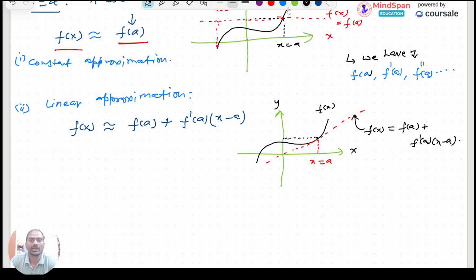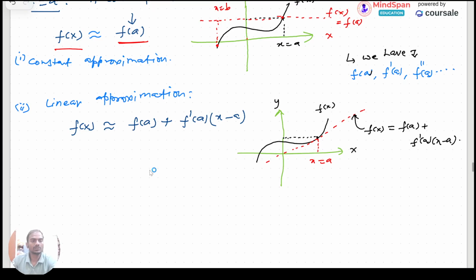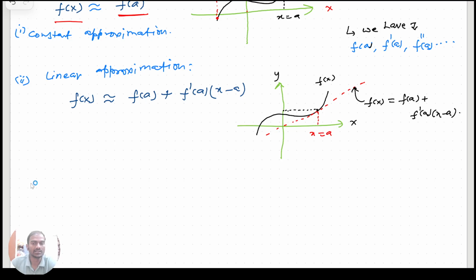Now, if we try to add more derivatives in this function as we did in the second step, then what will we get? Here we added the first derivative, that is the slope. Here we add the curvature.